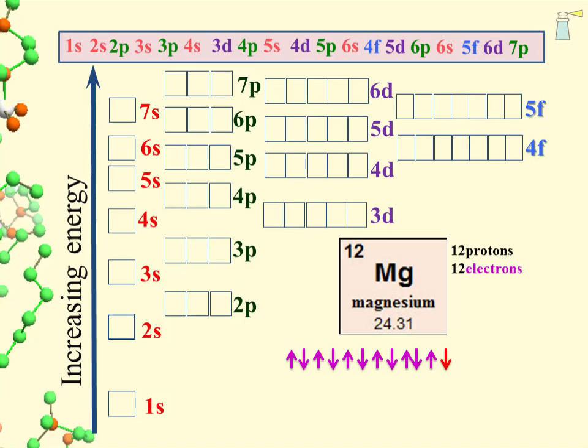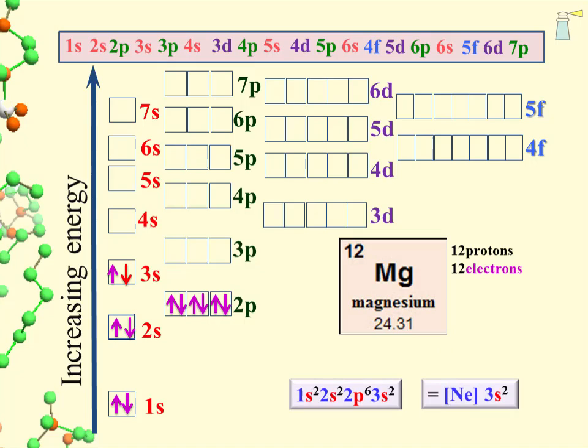Magnesium. It has 12 protons and 12 electrons. The first pair go in the 1s, the second pair in the 2s, the next 6 go into the 2p. There are 2 remaining electrons. The first goes in the 3s, and the second pairs, opposite spin, with the first. The 3s orbital is filled. 1s2, 2s2, 2p6, 3s2. We can also use the brackets neon 1s2, 2s2, 2p6.